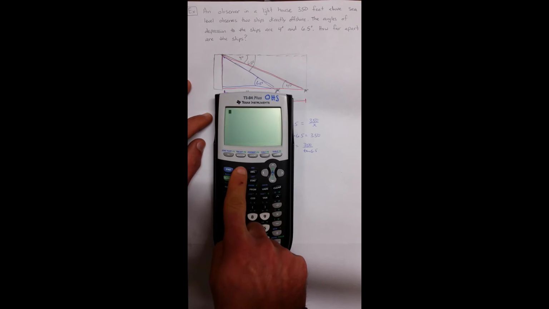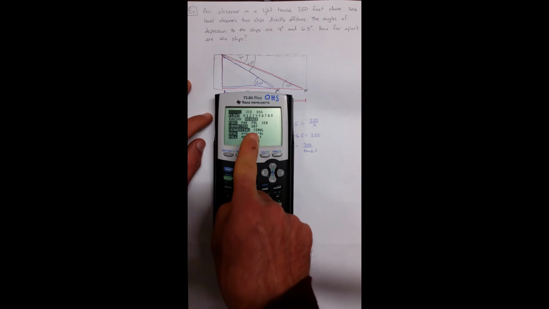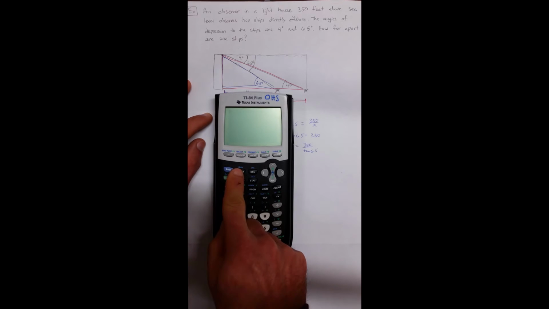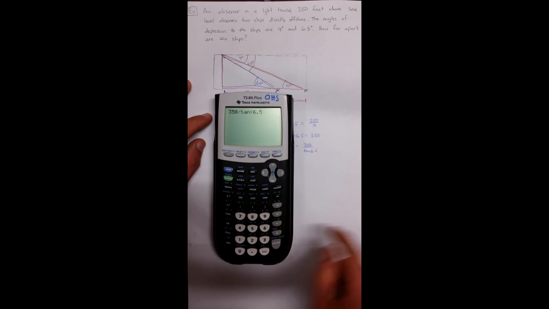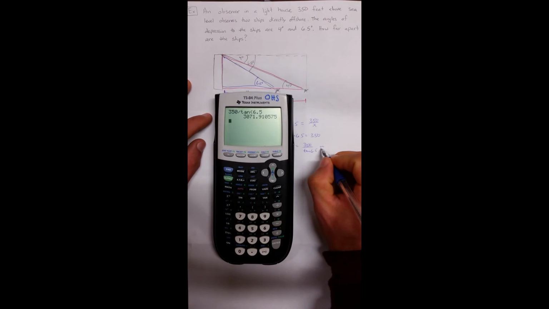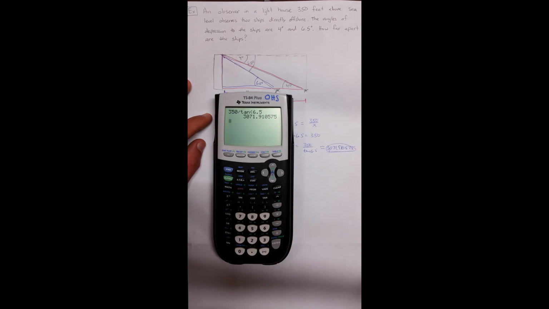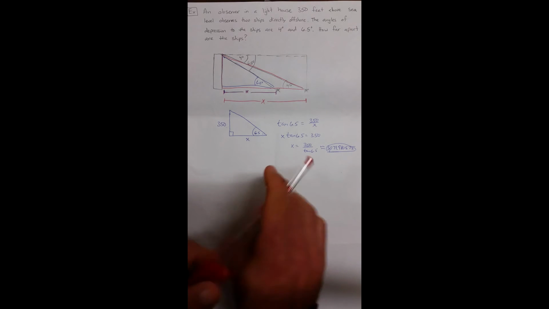Remember to check your mode is right here. Push that button. We are in degree mode, so we're okay. If not, make sure you go down to degree, hit enter. And now I'll just type that in. So 350 divided by the tangent of 6.5 should give me approximately 3,071.910575. So there's that distance.